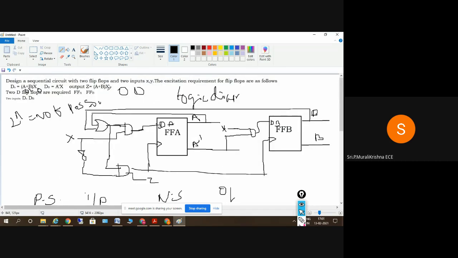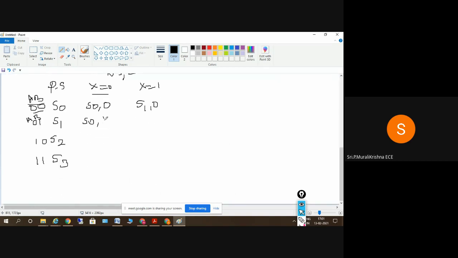And what is the value of Z here? So Z is equal to A plus B into X bar. So A is 0, B is 1 here. So B is 1, so you will get a 1 here. So 0 bar. So X is 0 here. So 0 bar is 1. 1 into 1, I'll get a 1. Clear?